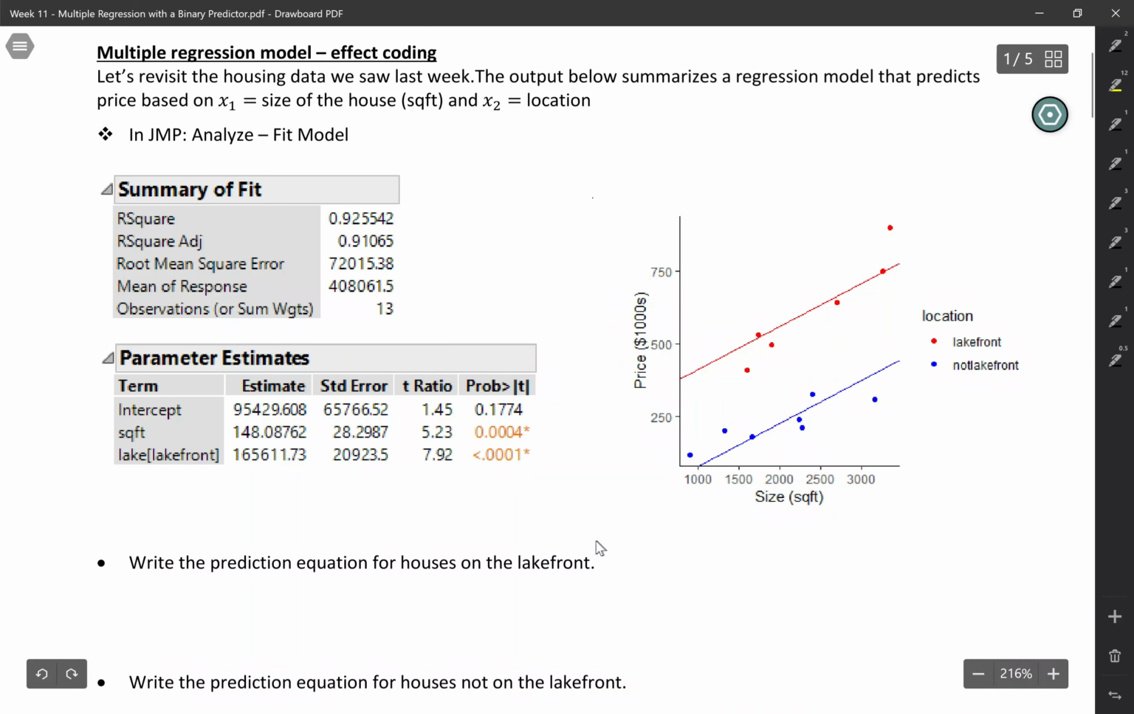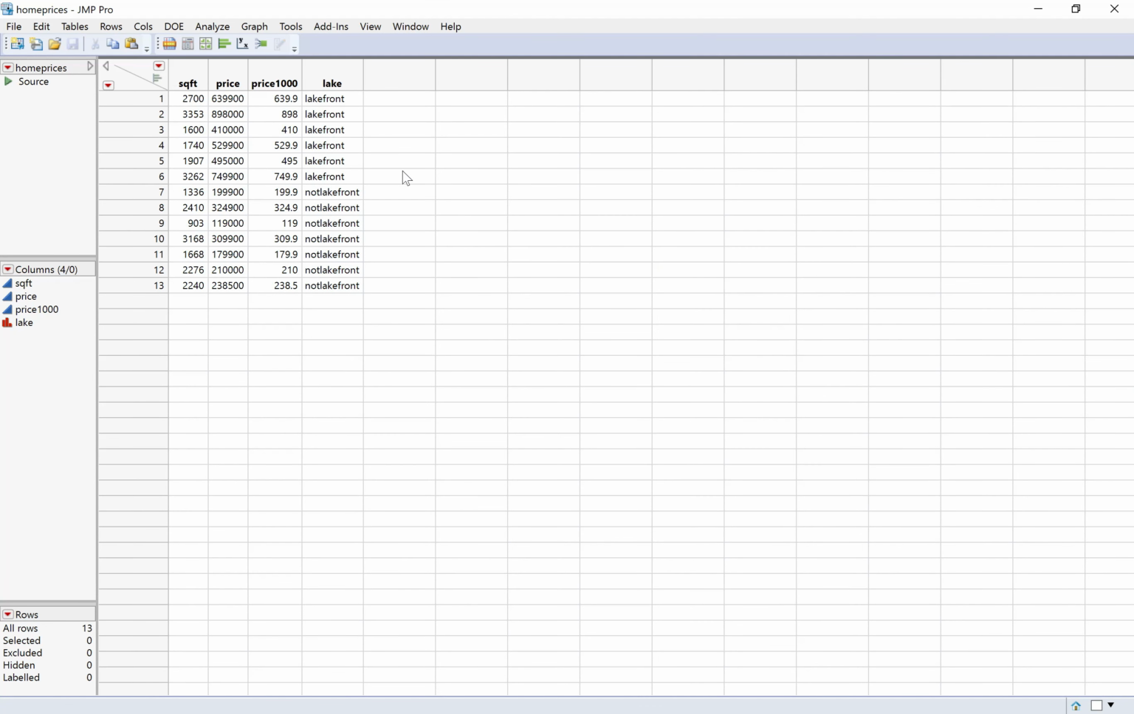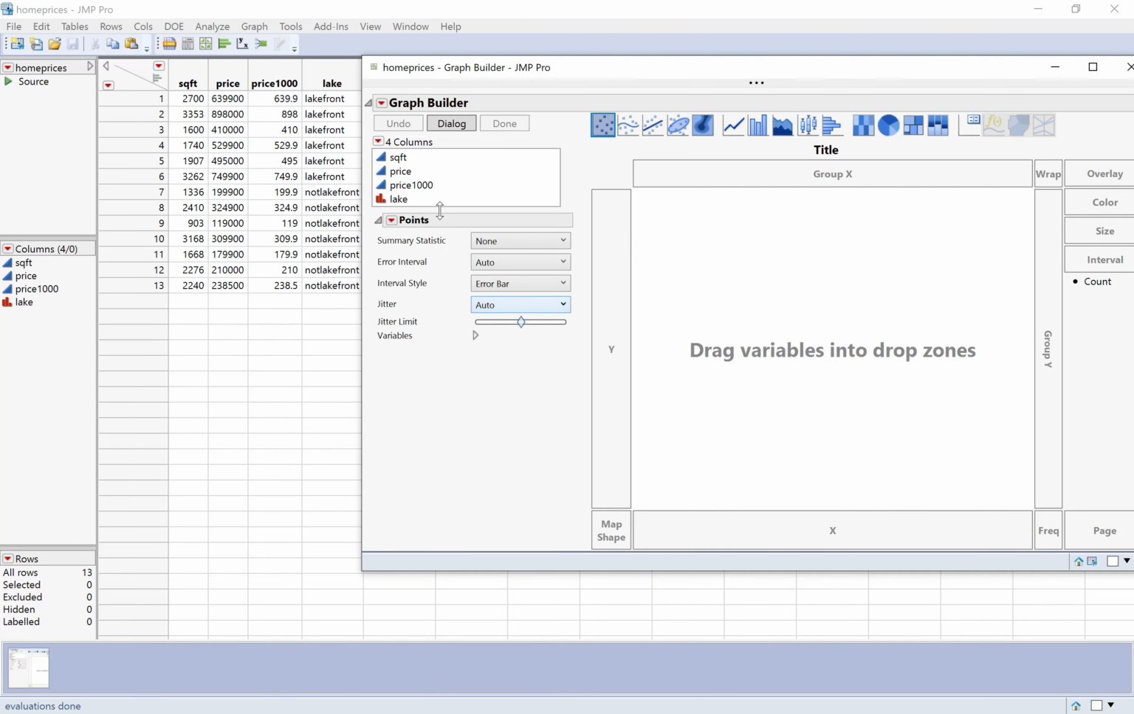In this video, we're going to start our discussion of multiple regression, which is where we use more than one explanatory variable to predict a quantitative response. So we're going to go back to a familiar data set. This is the data set where we're using house size to predict price. And so far, we've just been looking at the relationship between size and price.